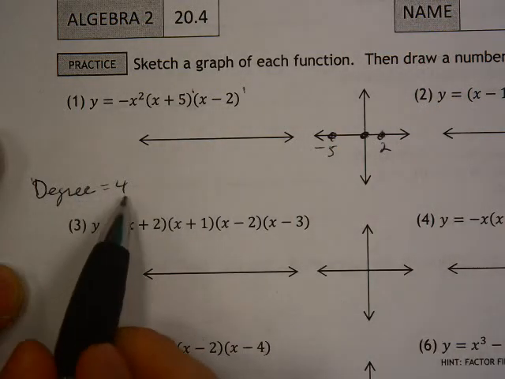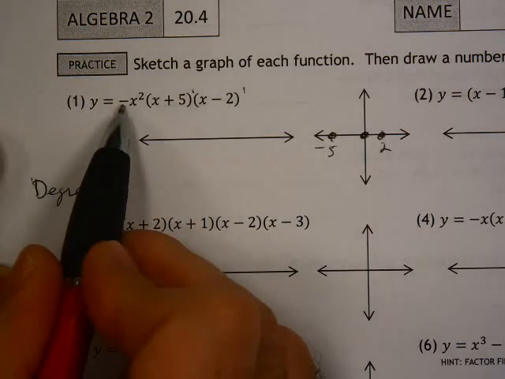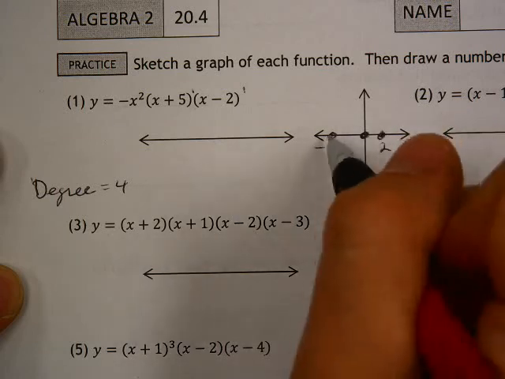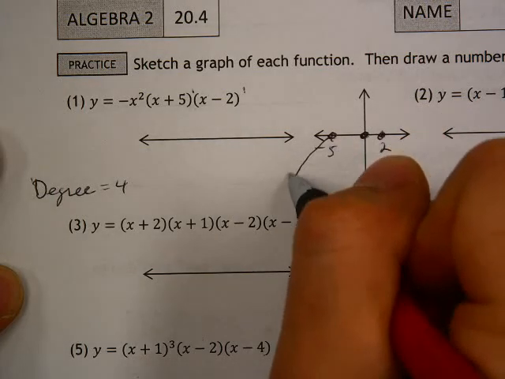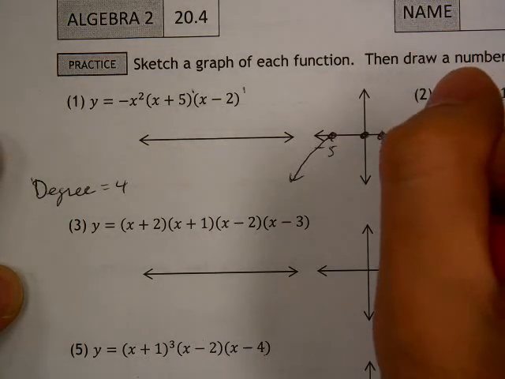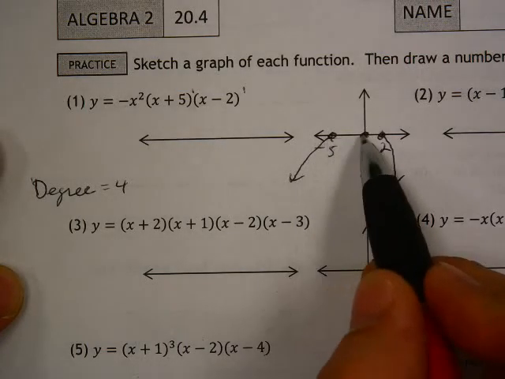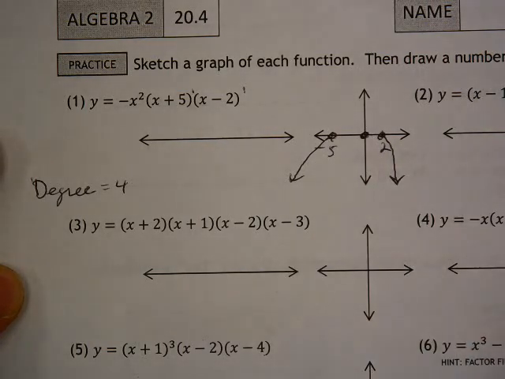Now again, because the degree was 4, and because this was negative, that told us that it was going down on both sides. So after the negative 5, it's going to go down, and to the right of the 2, it's going to go down like that. So we've got a pretty good idea now of what this is looking like. We just have to decide what's going to happen between these points.